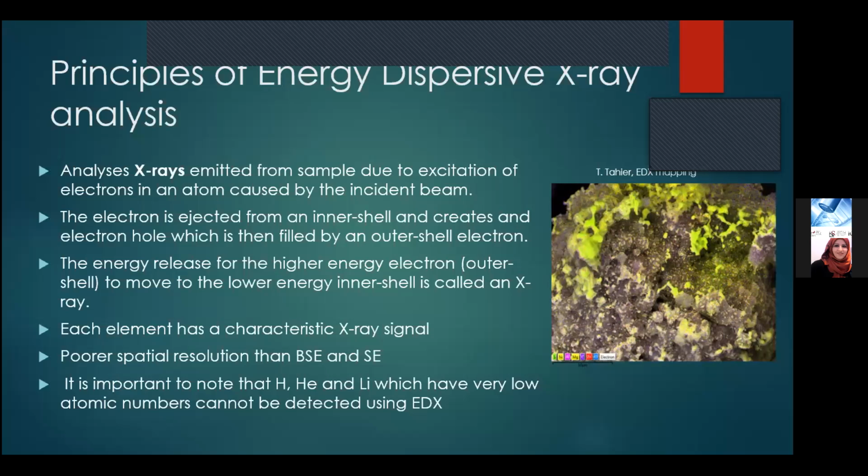But so each element has a characteristic X-ray, basically a fingerprint, so you can establish which element belongs to which X-ray signal. The X-ray has a poor spatial resolution compared to backscattered electrons and secondary electrons. So you won't necessarily use an X-ray to get a nice image. That will be up to the backscattered and the secondary electrons. It is important to note that hydrogen, helium, and lithium are too light. These elements are very light, meaning they have a very low atomic number and therefore cannot be detected by using EDX, unfortunately.